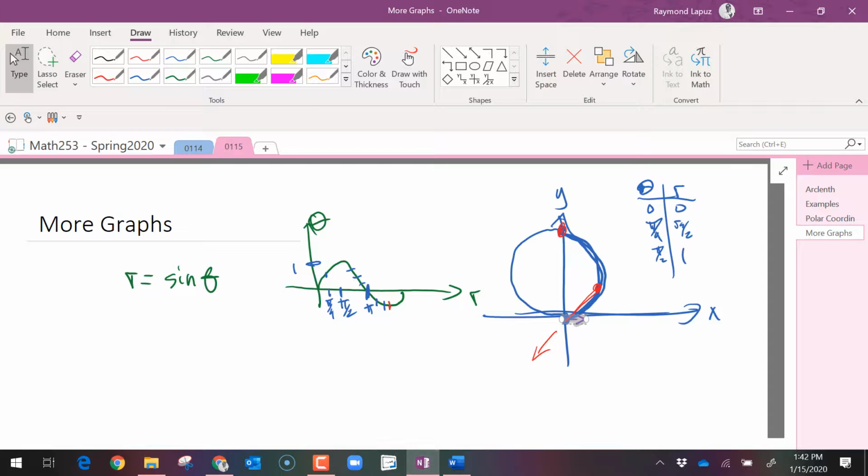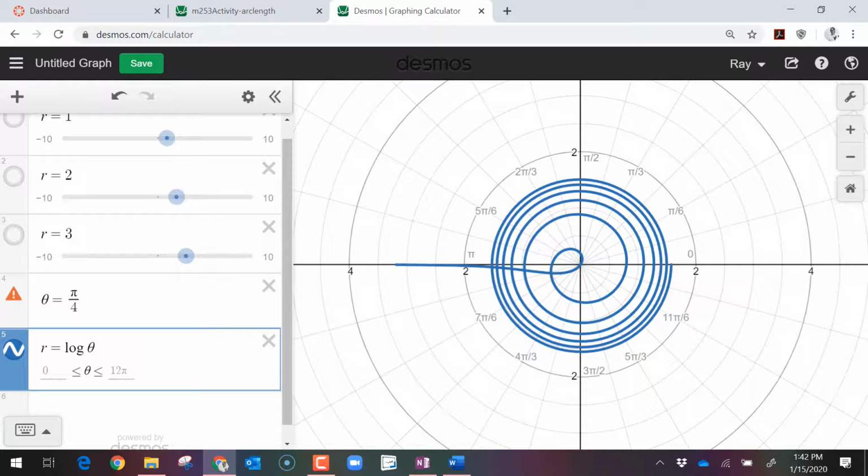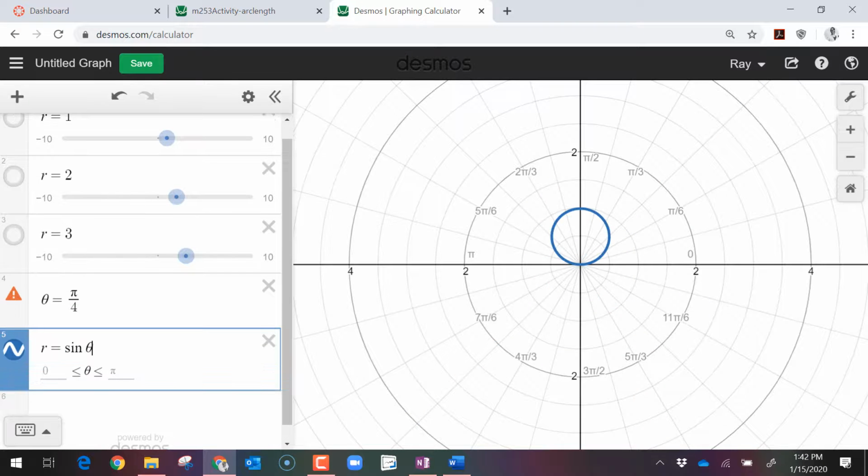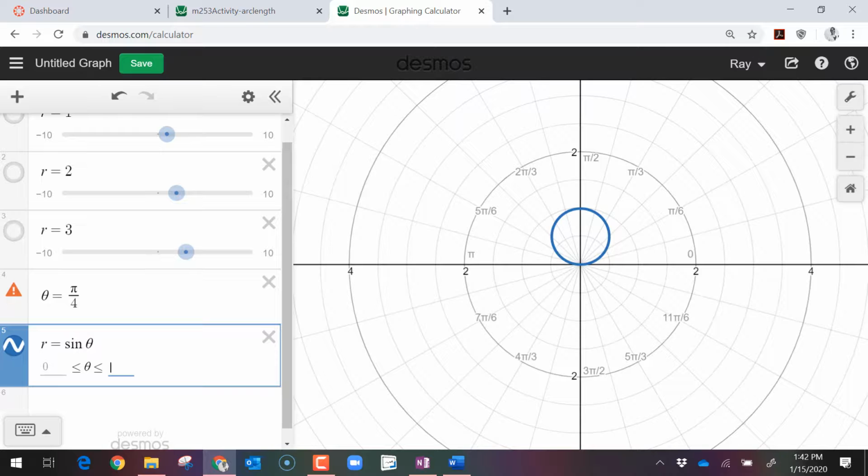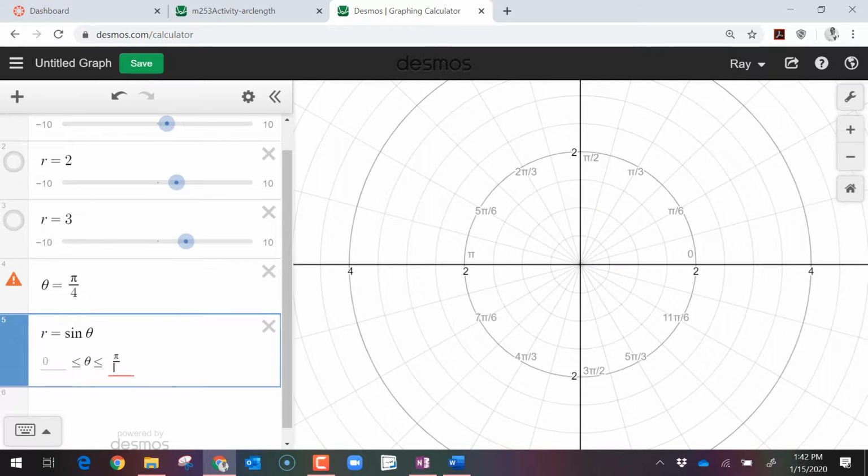That's interesting. Let's graph it. So at pi over 2, I'm half a circle. At pi, I've completed the whole circle. And then at 3 pi over 2, it looks like a complete circle again, but now we have to remember that it's probably redrawing itself backwards. Okay? So that's another important observation.